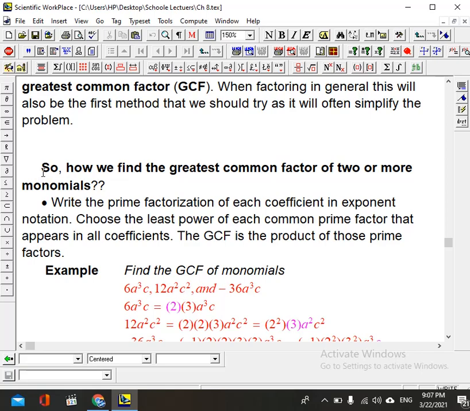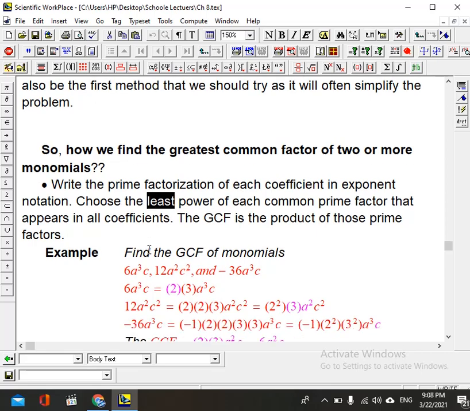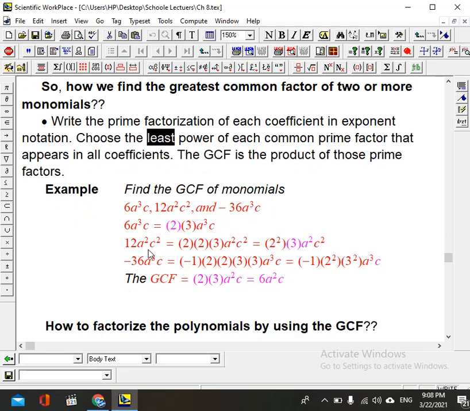First question I want to ask you: how can we find the greatest common factor of two or more monomials? The steps: first, write the prime factorization of each coefficient in exponent notation. Second, choose the least power, or the lowest power, of each common prime factor that appears in all coefficients. Finally, the greatest common factor will be the product of these factors.